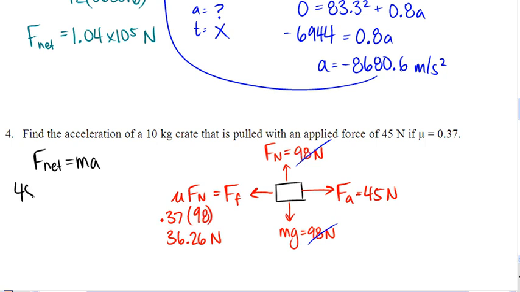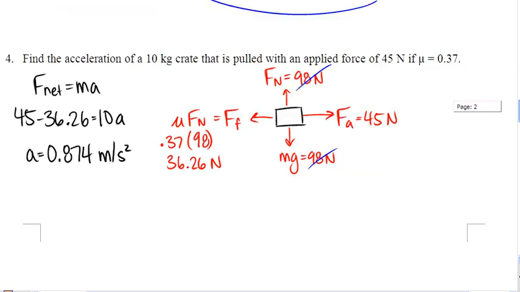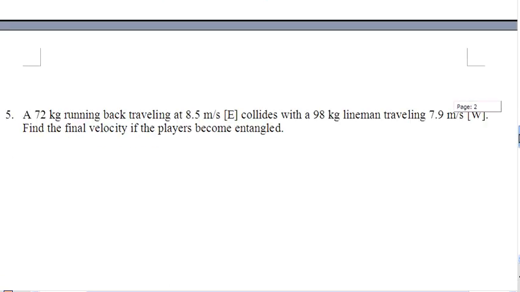So the overall force is 45 minus the 36.26 equals 10 times A. And you'll find that when you go to run those numbers, your acceleration is 0.874 meters per second squared. Number 5.